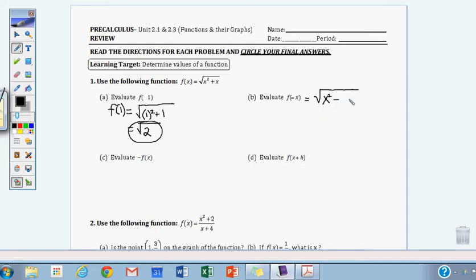But on the back end, if we replace this x with a negative x, or the opposite of x, we will have minus x right there. And that's as far as we can go, really. We're just showing the function evaluated at the opposite of x.